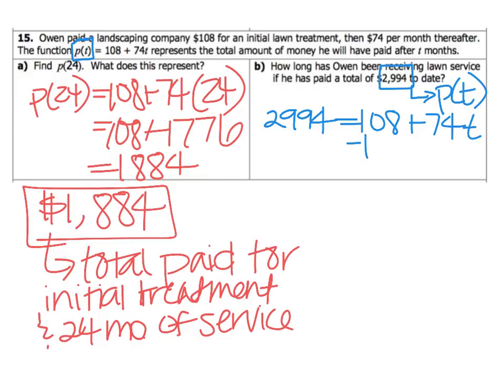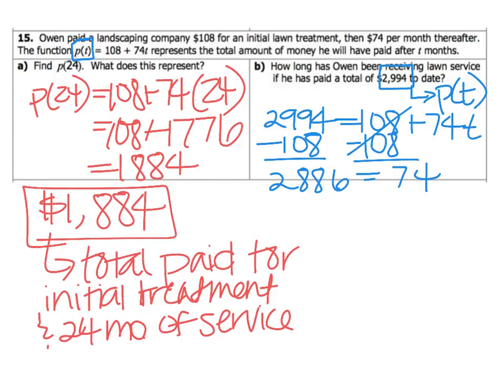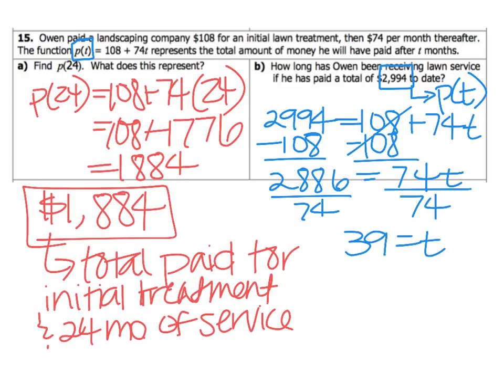So start by subtracting 108. These will cancel out, and we're left with 2886 equals 74t. Divide by 74. 2,886 divided by 74 gives us 39. So if he has paid a total of $2,994, he has been receiving lawn service for 39 months.